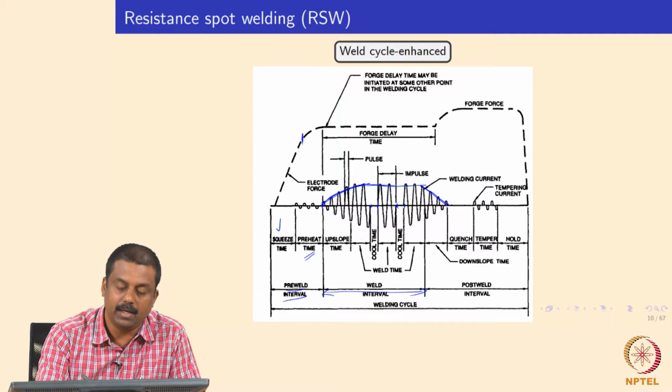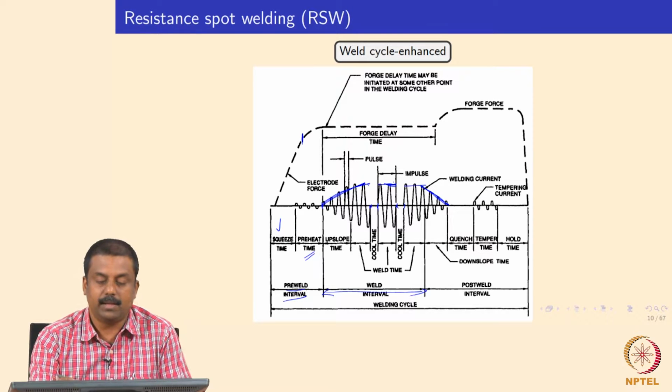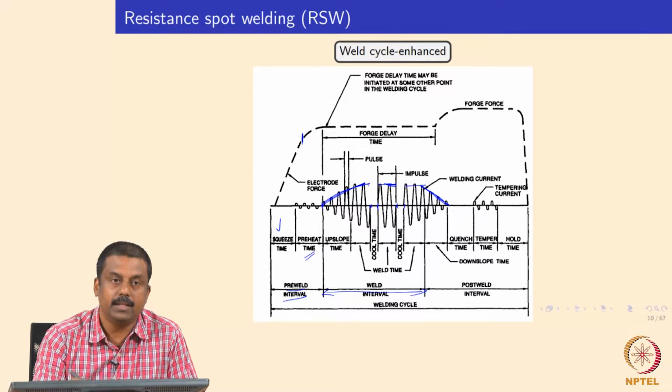So you heat up, then maintain some interval, and then apply another current, and subsequently you can also have another interval before applying a peak current. There are various reasons we can use these modified weld thermal cycles, because we can control the heating rate, we can control the nugget geometry, and we can control the cooling rate at which the weld nugget formed at the interface is cooled.